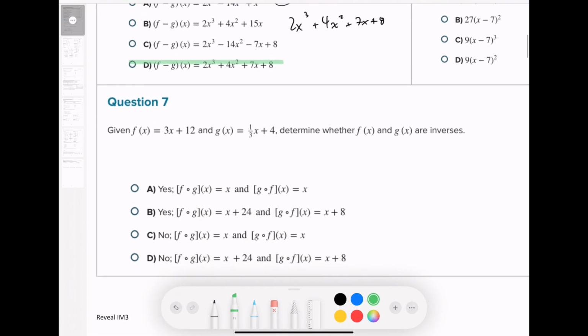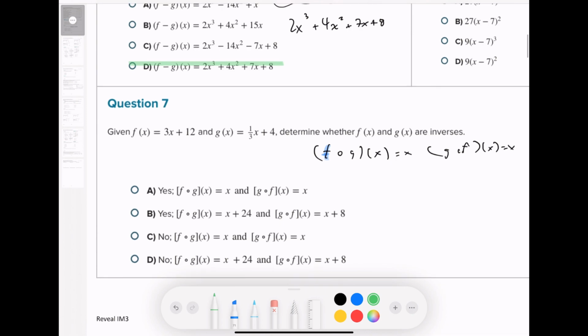Skipped a couple of questions. Number 7, given f of x and g of x, determine whether they are inverses. So if I do f of g, and if that's equal to x, and then if I do g of f, and that's also equal to x, then they are inverses. Okay, f of g means put g into f. Put g in for every x value.